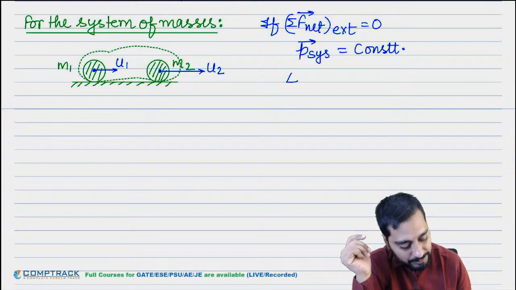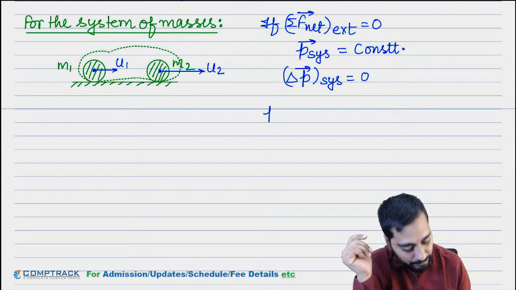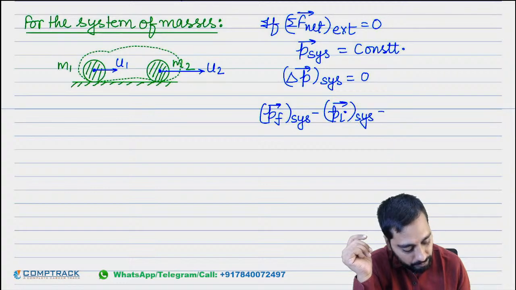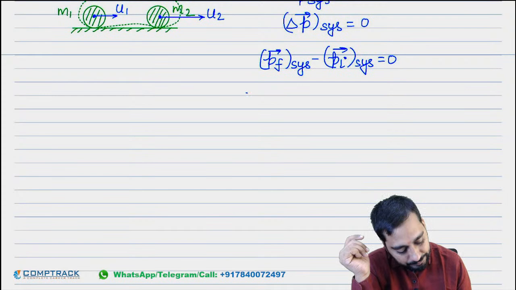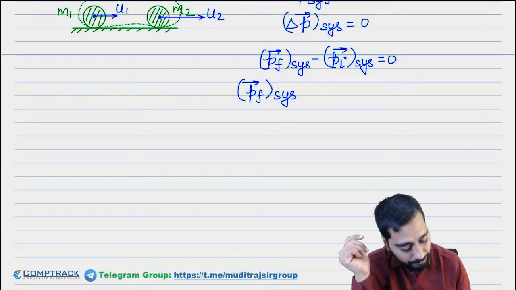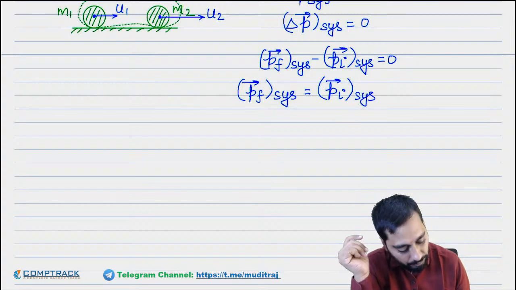Okay, means change in linear momentum of the system will be 0. Means the final linear momentum of the system minus initial linear momentum of the system will be equal to 0. Means the final linear momentum of the system will be equal to the initial linear momentum of the system. Okay, or I write here initial, here final.